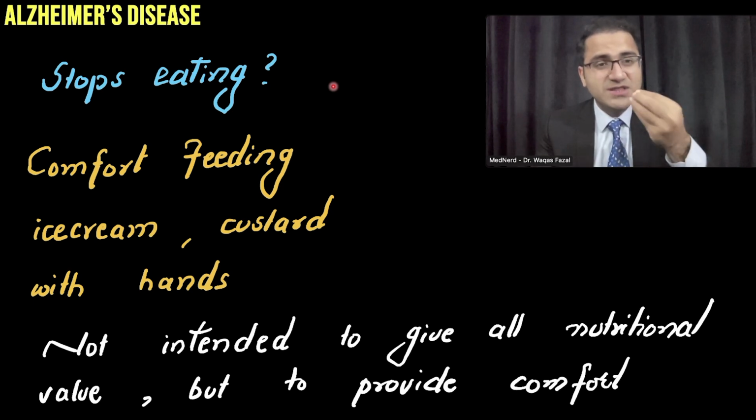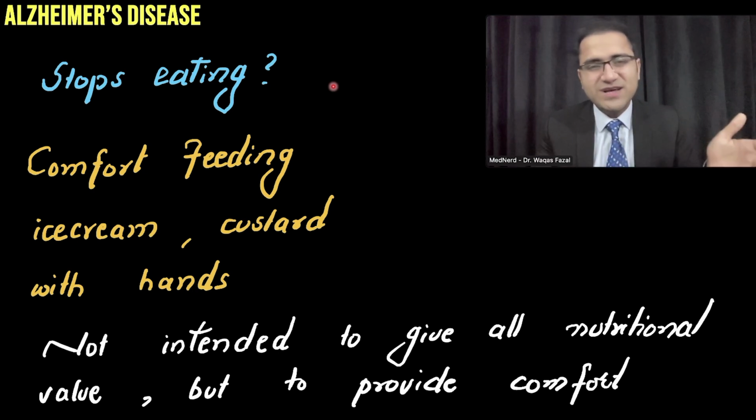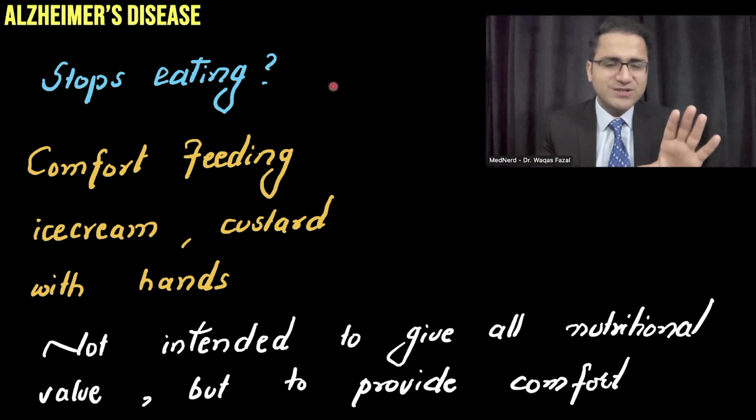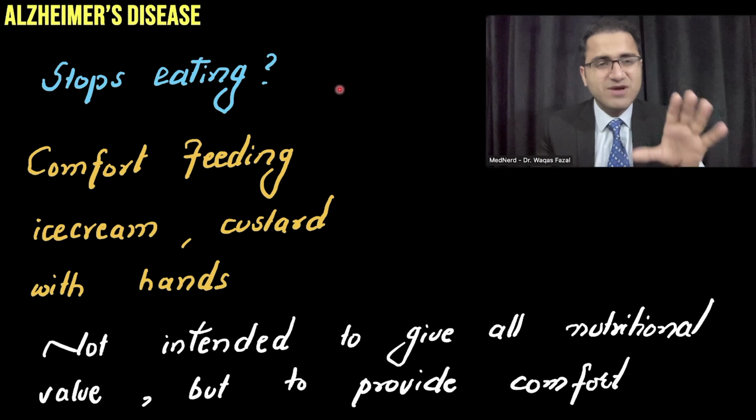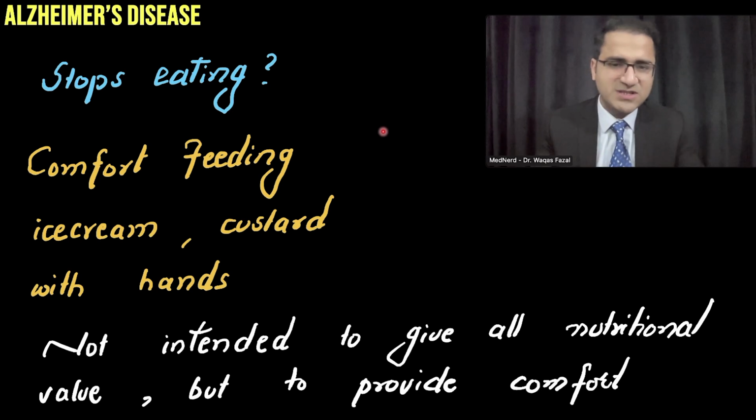What if they don't chew the food? Even if you put food in their mouth and they don't chew it, in that case you have to tell the family that it is a normal, natural process of death in these patients where they stop eating, and you should only provide comfort to these patients. The food is not intended to provide any nutritional value. We have to just provide comfort to these patients. It's a normal, natural process, and let that normal, natural process go on in these patients.